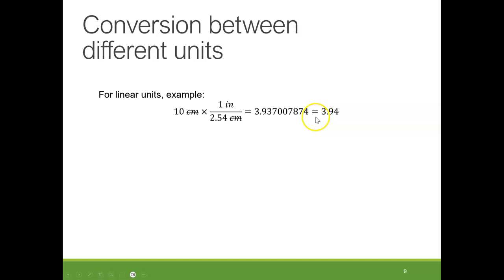And typically, unless otherwise instructed in an IB course, we'll round to 3 sig figs. We'll talk about what a significant figure is here in a moment.